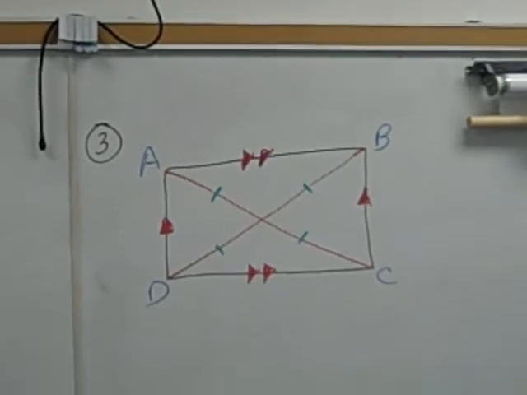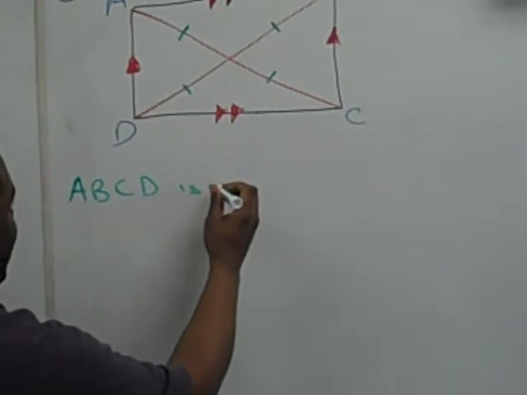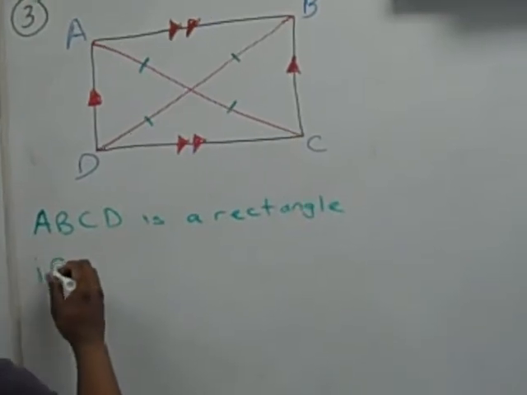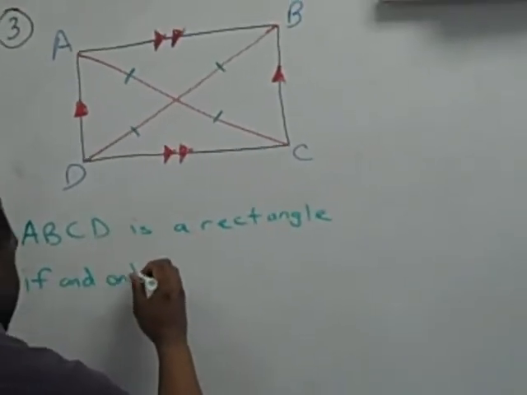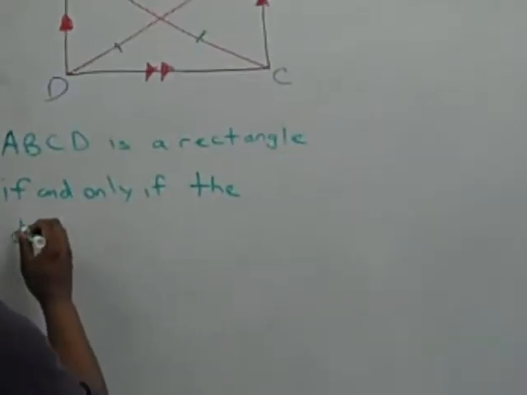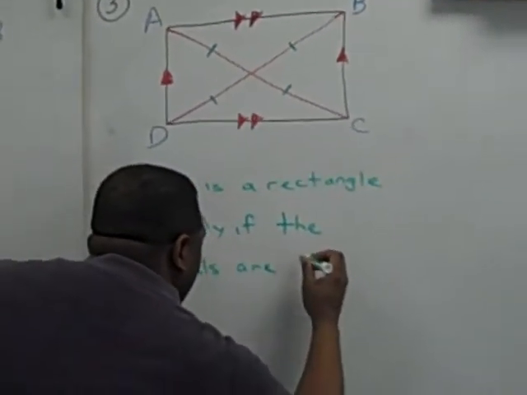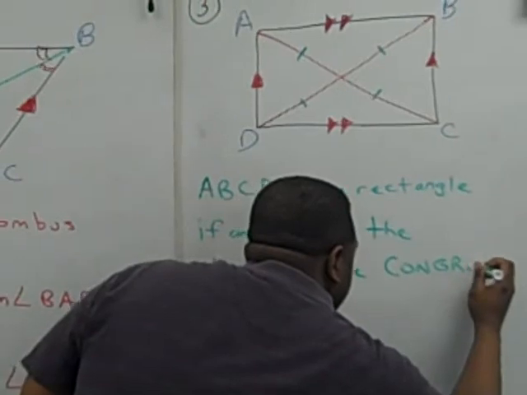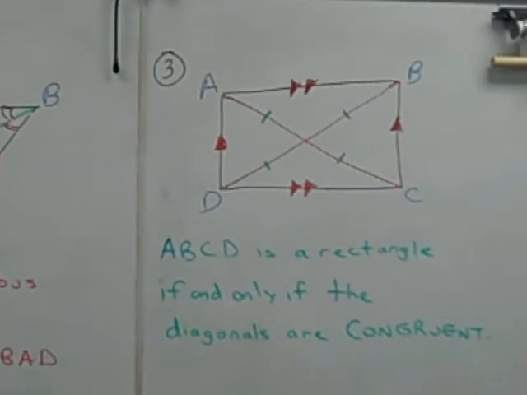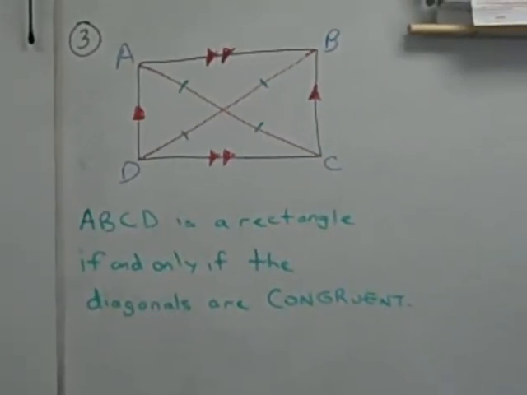So we're going to say that ABCD is a rectangle if and only if the diagonals are congruent. So if the diagonals are not congruent, then you can't say it's a rectangle.